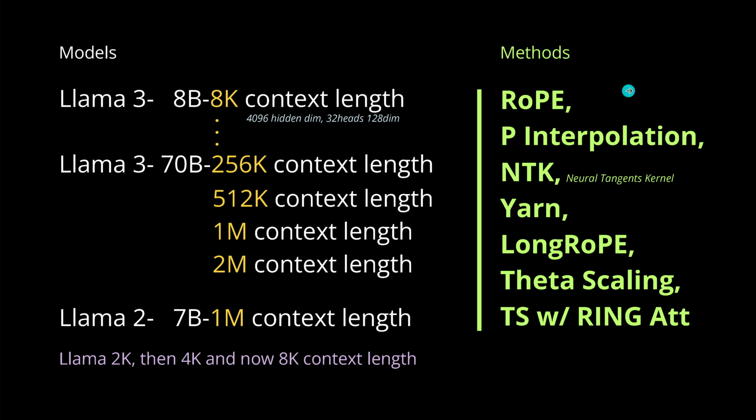In the part 1 section we looked at RoPE, position interpolation, neural tangent kernels, and YaRN. Now in part 2 of this video, we base our knowledge on this and we extend to have a look at LongRoPE, at theta scaling and at theta scaling with ring attention.